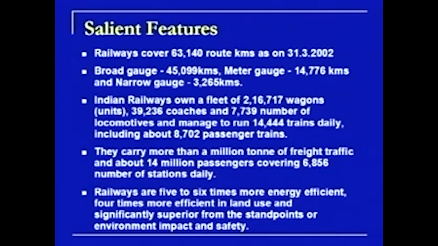The railways are more energy efficient as compared to other modes. They are 5 to 6 times more energy efficient. In terms of land use, they are 4 times more efficient, and they are significantly superior from the standpoint of environmental impact and safety. The degradation caused by the implementation of railway systems is much less as compared to other systems. At the same time, the safety aspects are also better because of the provision of different types of control systems or operational systems, as we have seen along with the history of Indian Railways.